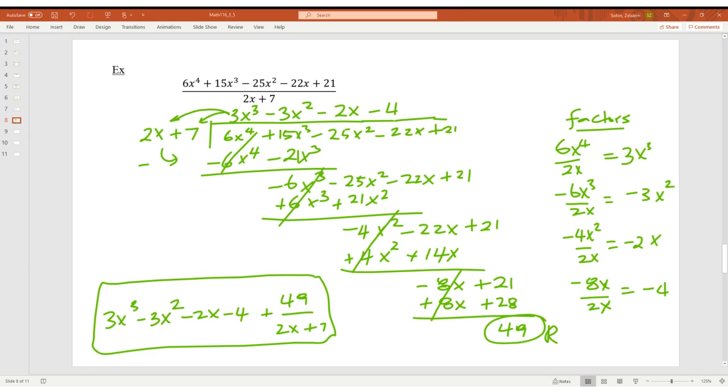Any questions? I know this is long. I chose this example because it shows you the steps over and over. Like we do it 4 times, so that you can understand it better.